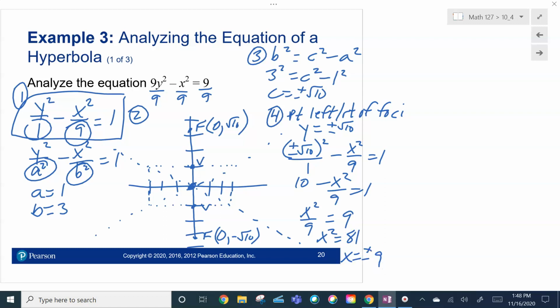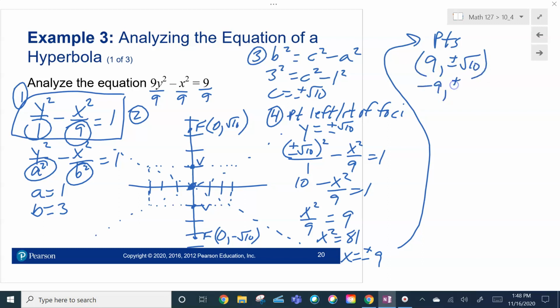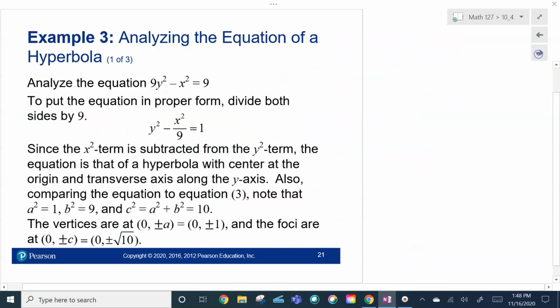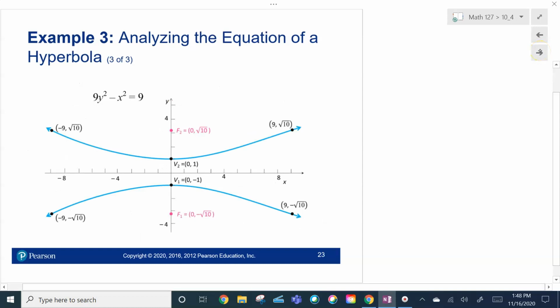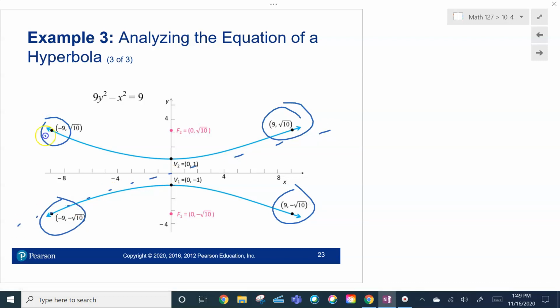So my points will be 9 plus or minus root 10, negative 9 plus or minus root 10. So clear out here at 9, root 10. So this is pretty wide. Anyways, I put those points on. Same thing here, put those points on. I got a little better picture here. Here's your 9, root 10, your 9, negative root 10, negative 9, and so on. And I already drew those asymptotes going through.